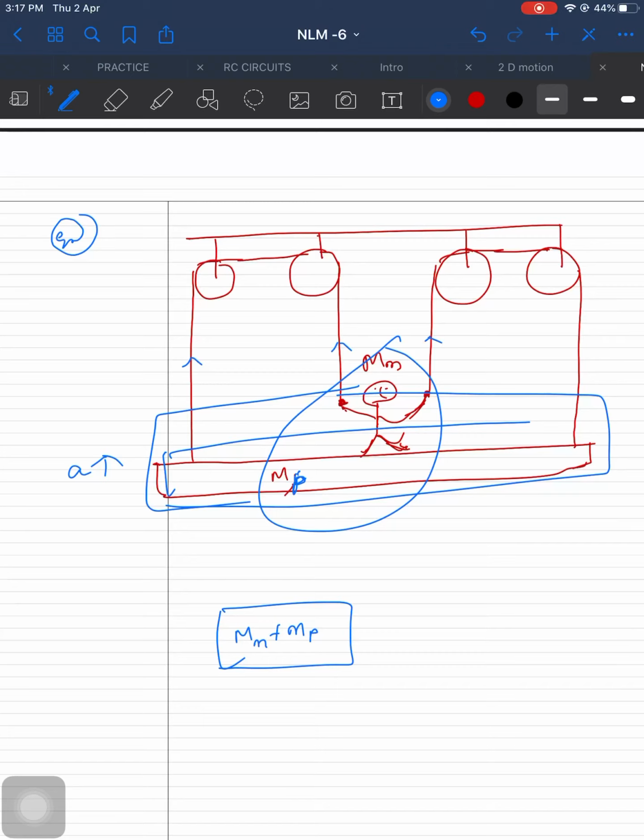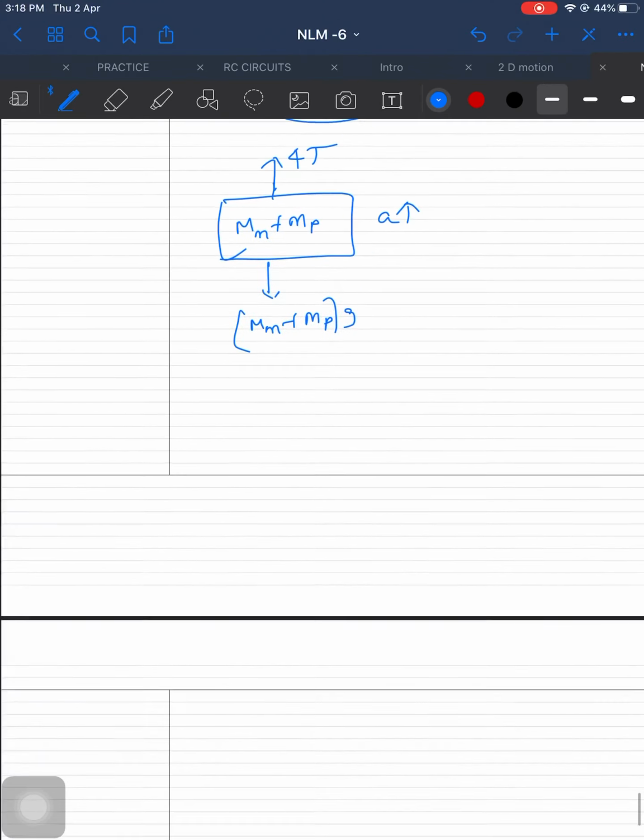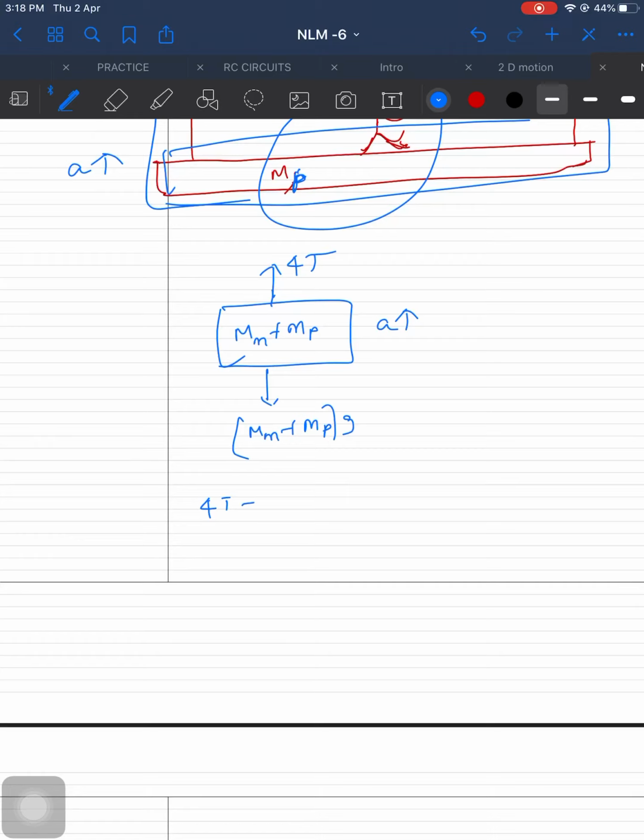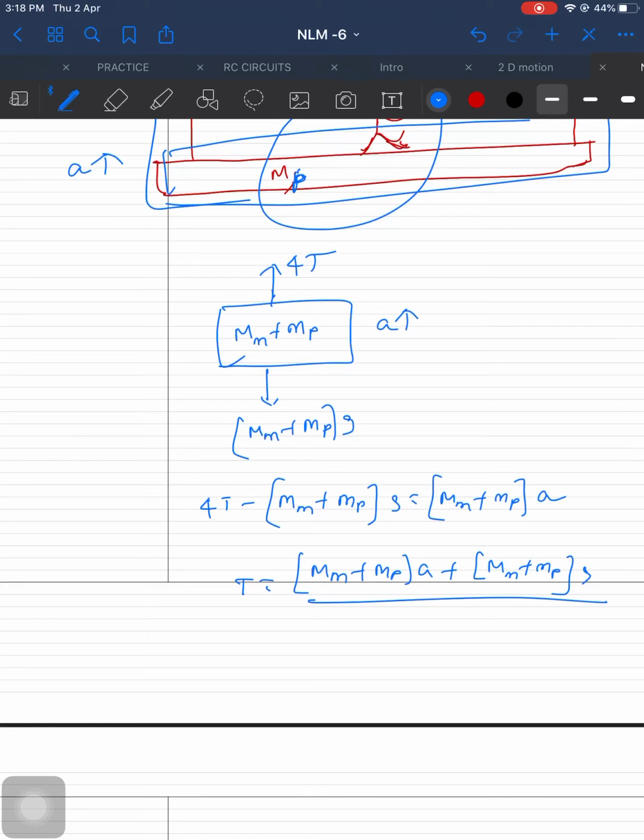Whatever force is going up, we should consider. This is one tension. How many tensions are there? 4. How much is the downward force? (Mm plus Mp) into g. It's going upward with acceleration a. So if you write the equation, 4T minus (Mm plus Mp) g is equal to (Mm plus Mp) a. Tension becomes (Mm plus Mp) a plus (Mm plus Mp) g, over 4.